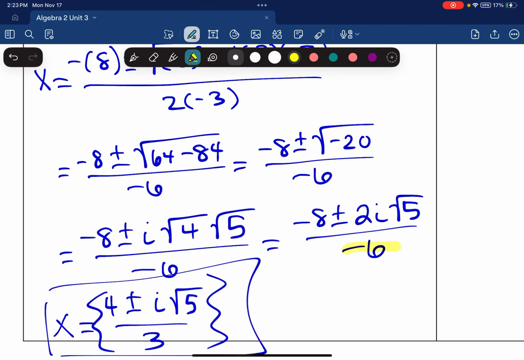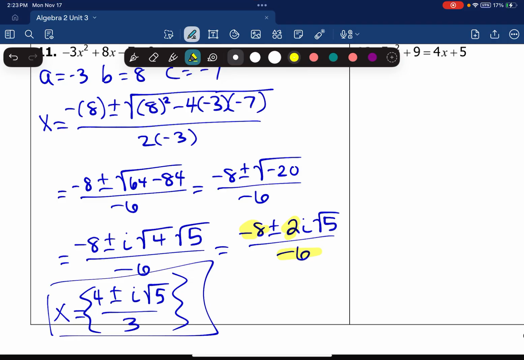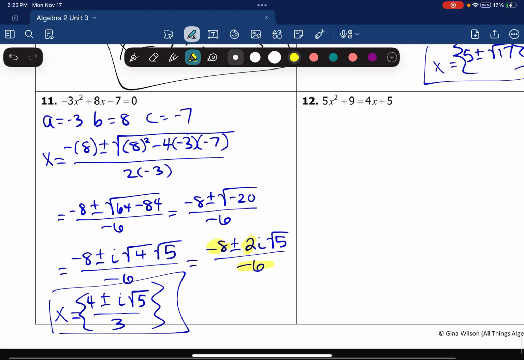So what did I divide? I took all these whole numbers and divided them all by negative 2. Why did I pick negative? Because my denominator was negative. We don't want a negative denominator.